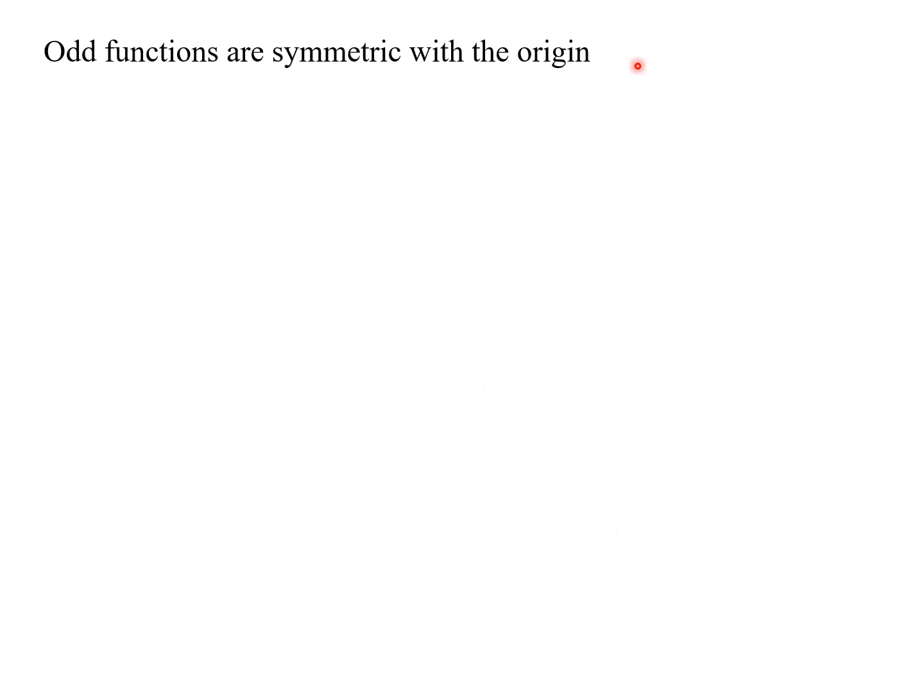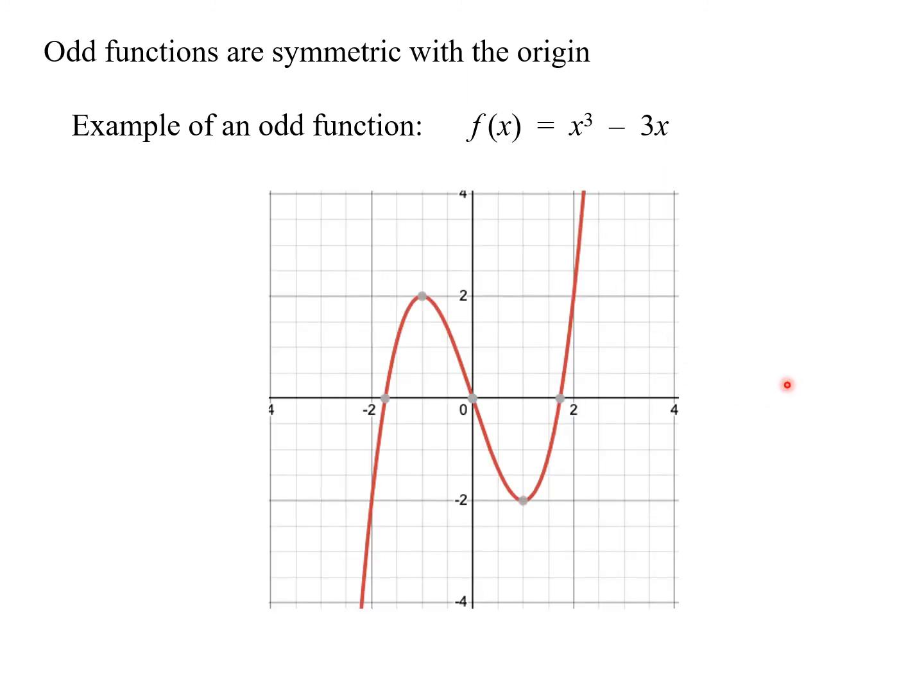Now odd functions. Odd functions are symmetric with the origin. An example of an odd function would be this, f of x equals x cubed minus 3x. If you plotted this in Desmos, it would look like this. Now this is symmetric with the origin. Note that if I go up to 2, 2 and mirror that with the origin, I get negative 2, negative 2. And so that mirrors with the origin, as well as every other point. So this is an example of an odd function.